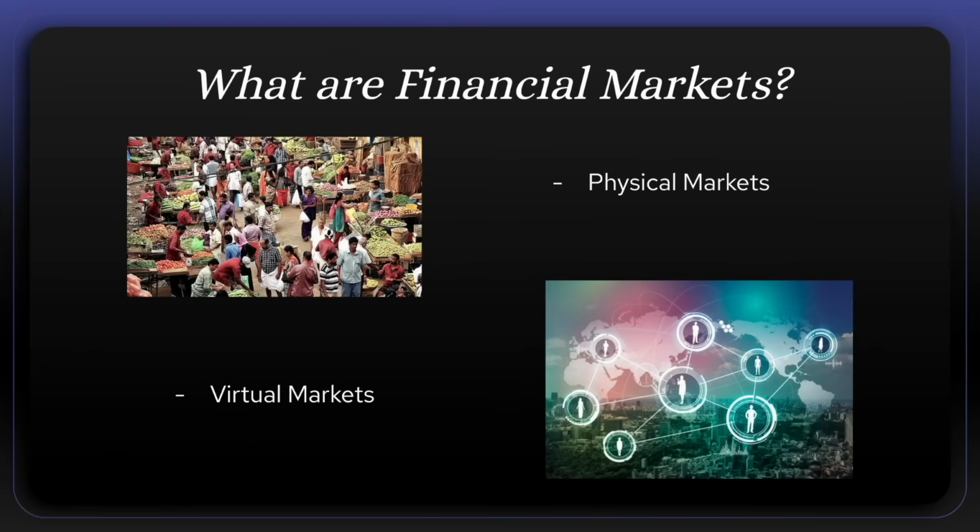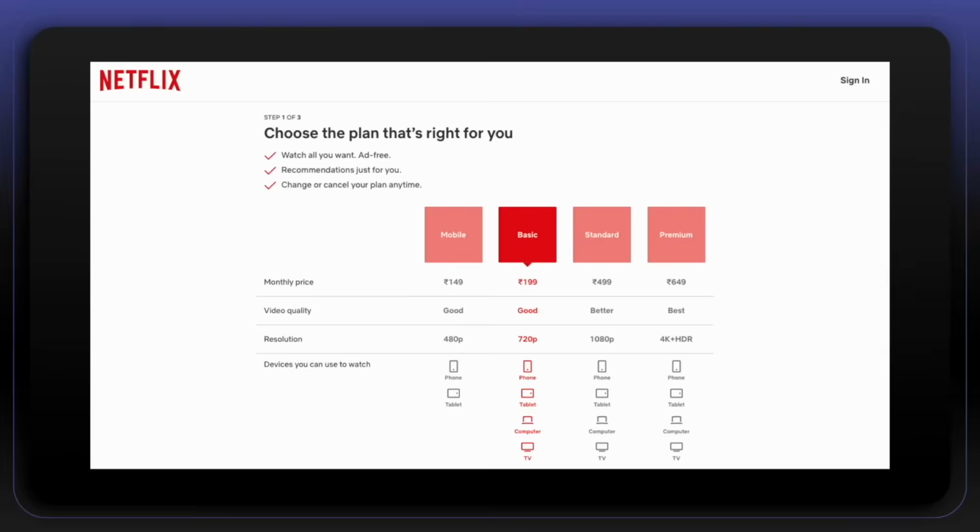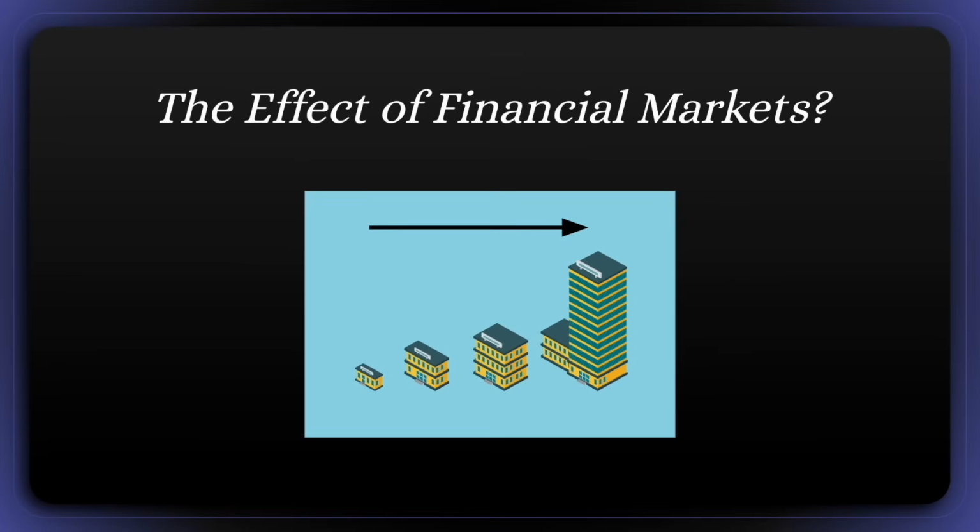So, a financial market is a place where two or more people come together to exchange goods or services. They can be physical places, like a grocery store or supermarket, or virtual places, like, for example, the Netflix subscription page. Although this is less obvious of a marketplace, it is still an area where two parties, the individual purchasing the subscription and Netflix, come together to exchange goods and services, or in this example, a Netflix subscription, which is a service.